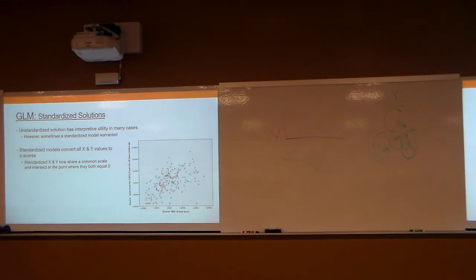With our standardized models, we're going to convert all our X values and all our Y values to Z-scores. What this does is put X and Y on a common scale, and the point at which my regression line intersects is where both of these variables are equal to 0.